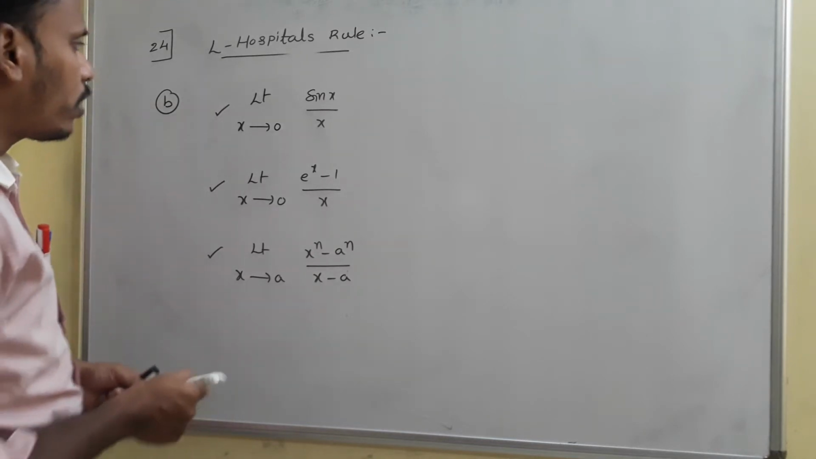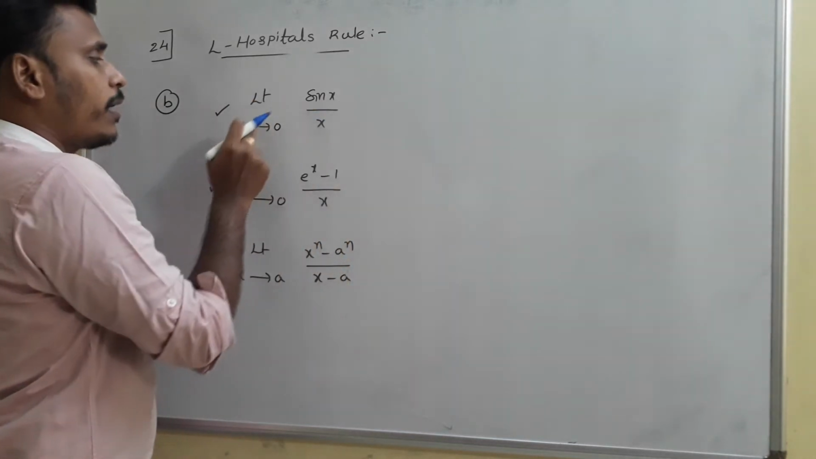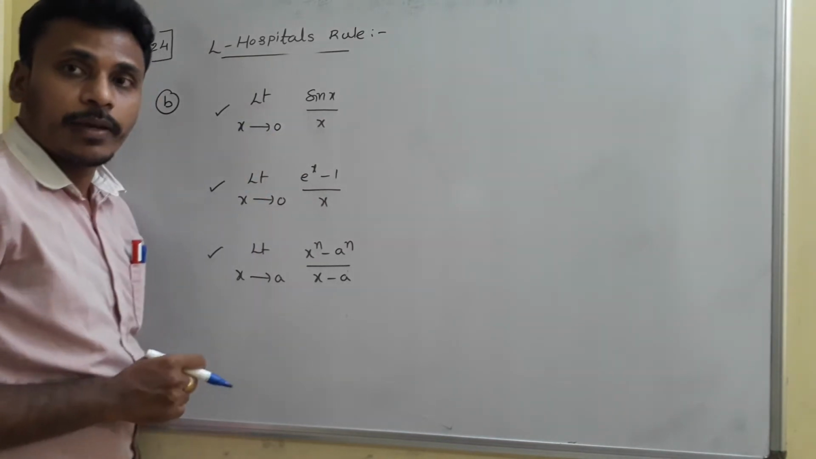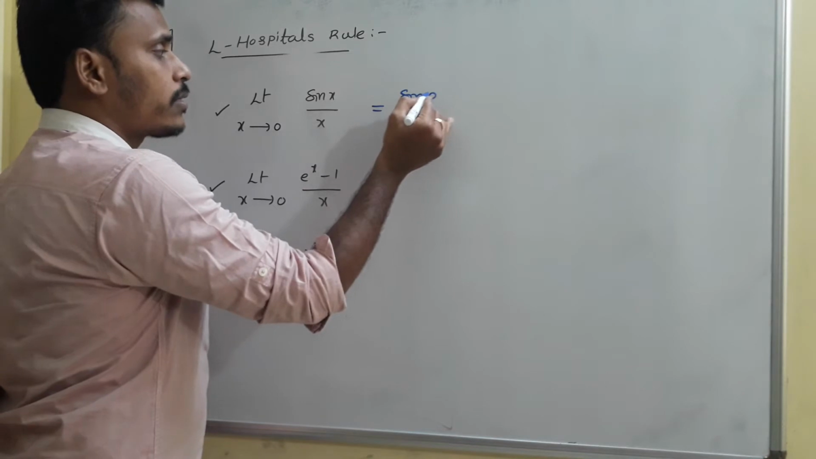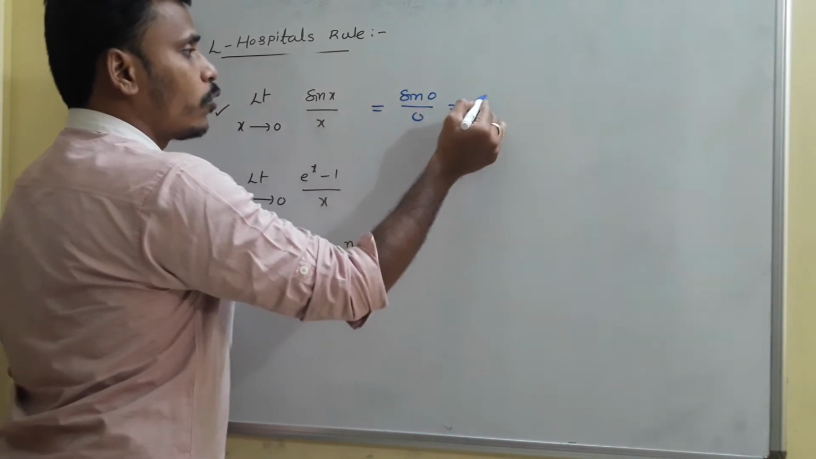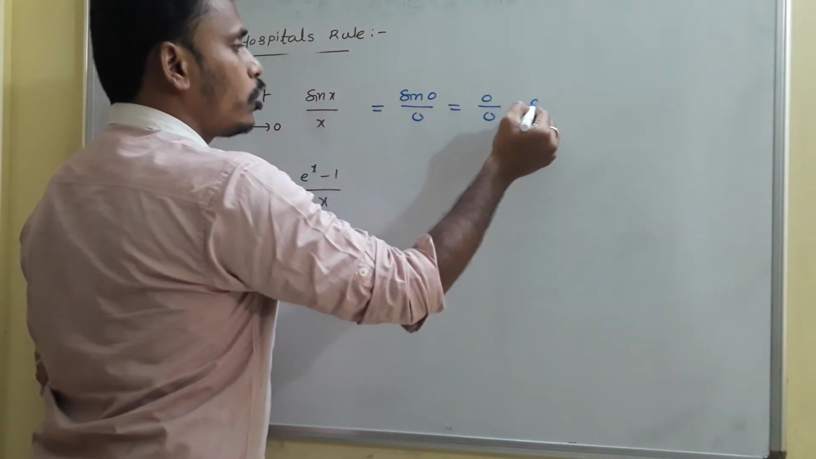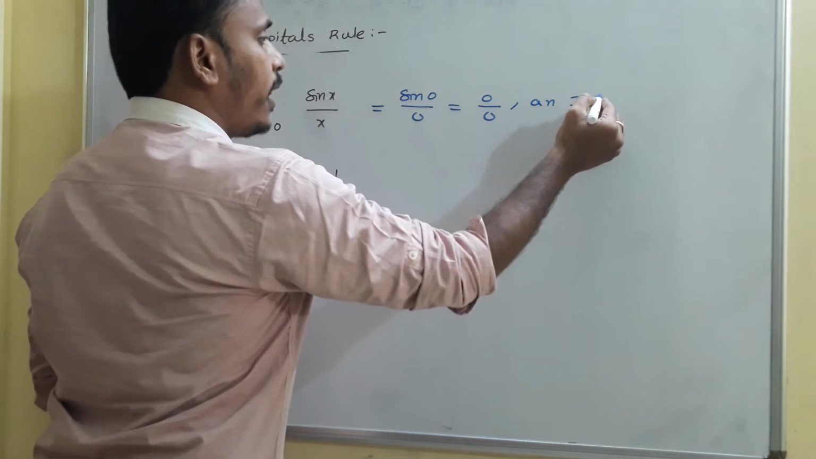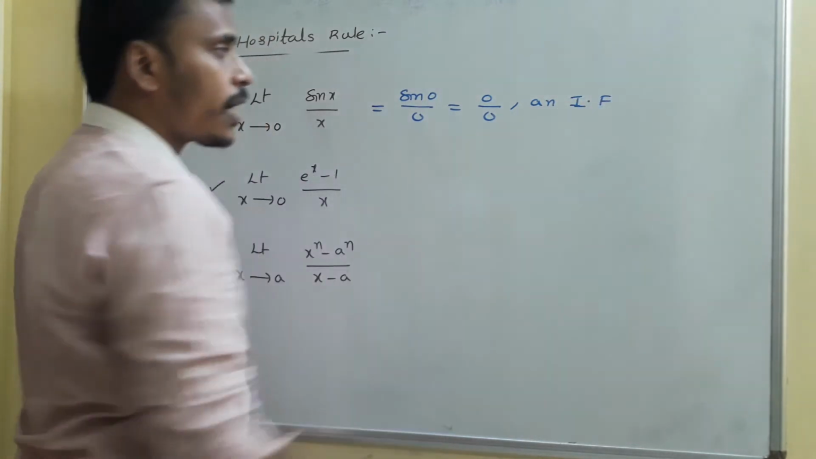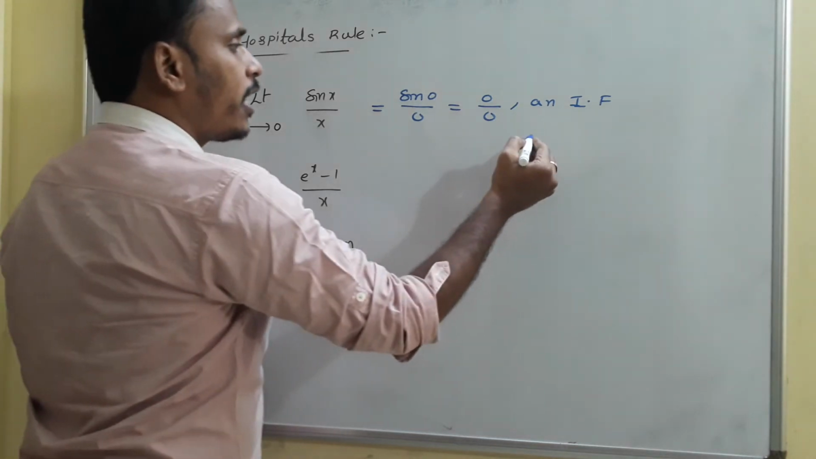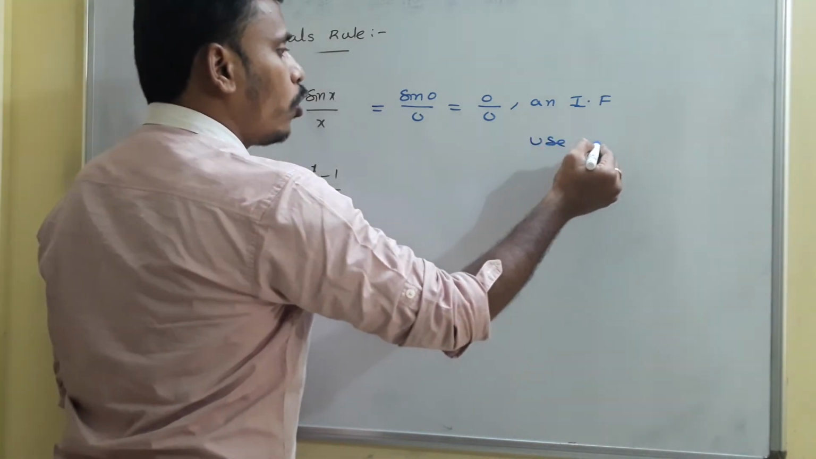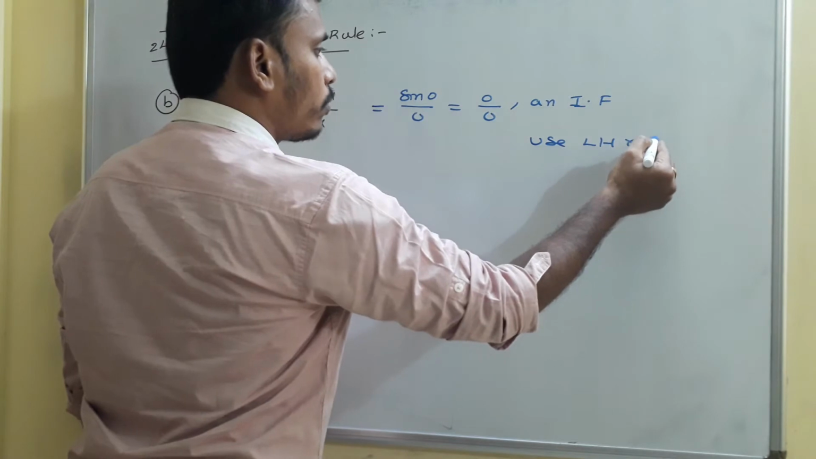First of all, just think about the first problem. Limit x tends to 0 sin x by x. First you just directly substitute x with 0: sin 0 by 0, which equals 0 by 0. This 0 by 0 is an indeterminate form. Since it is an indeterminate form, now you are allowed to use L'Hospital rule.